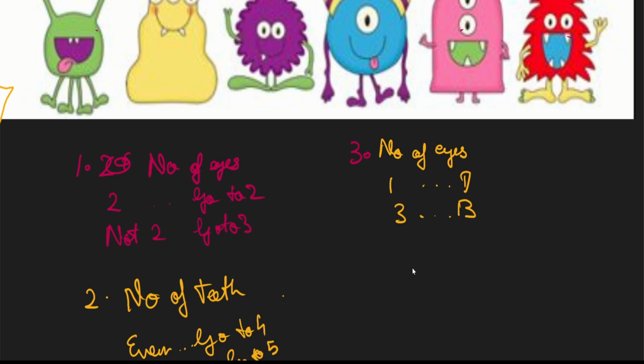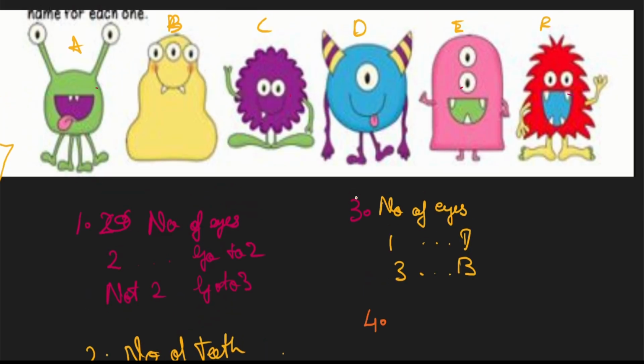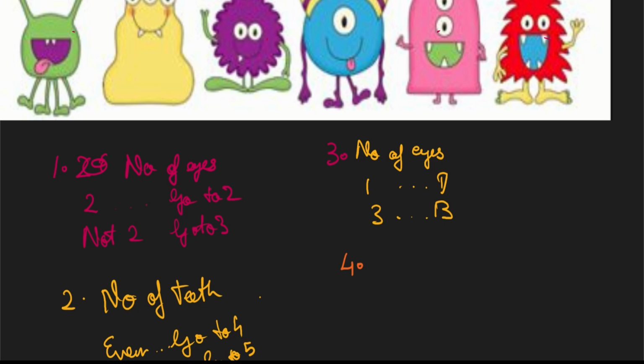Now question 4 is if there's an even number of teeth. So that's A and F. So we could do has hands and does not have hands. Has hands, yes, that's F. It does not have hands, that's A.